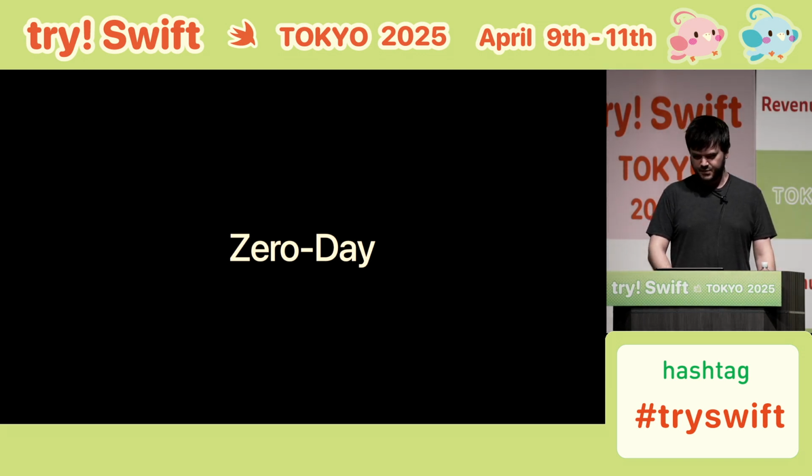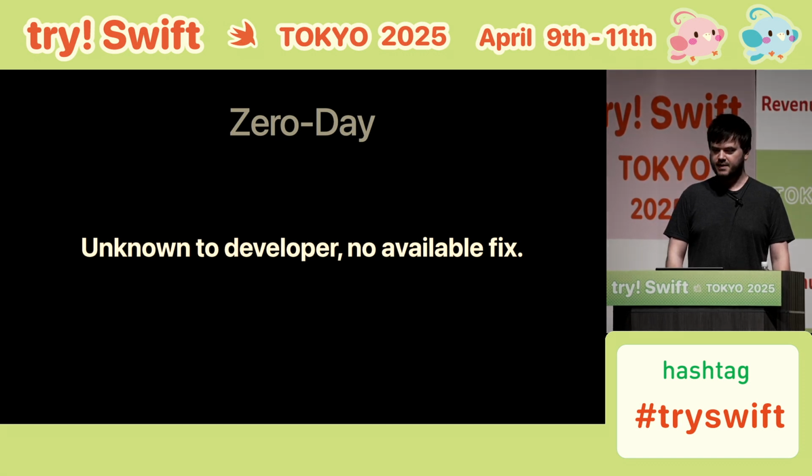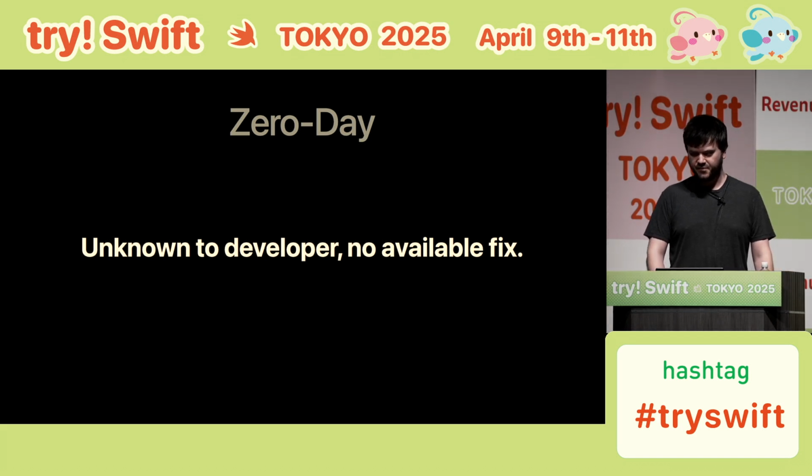And that brings us to the last term I'd like to explain, which is 0-day. A 0-day is a security vulnerability that is not known to the developer of the affected software, so it has no available fix. It's called a 0-day because attackers can exploit it before the company has had any time, or 0 days, to address the issue.